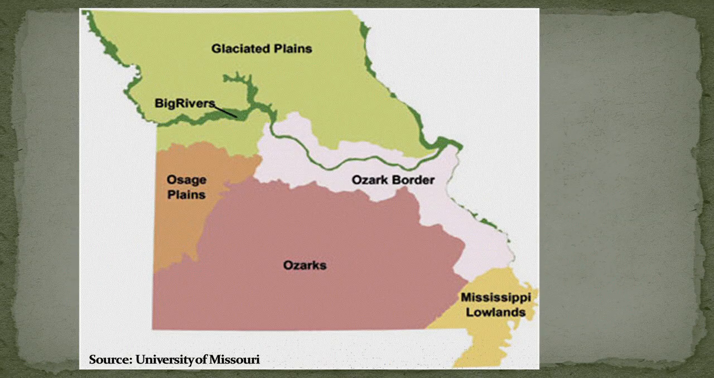Unlike the thin, cherty soils of the Ozarks, the next 2 regions offer very good farmland. The Osage Plains lie west of the Ozarks and south of Kansas City. Before settlement, this rolling, unglaciated landscape contained some of the state's most extensive tall grass prairies.